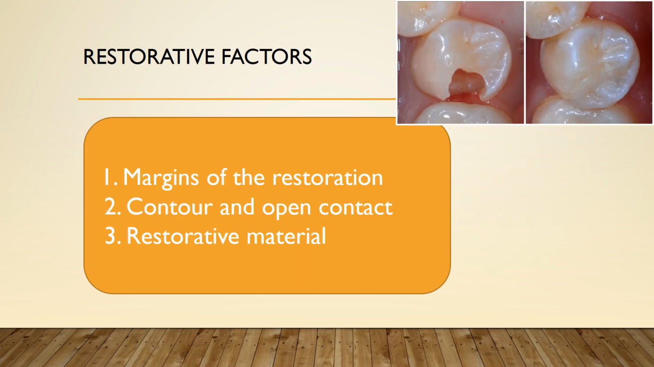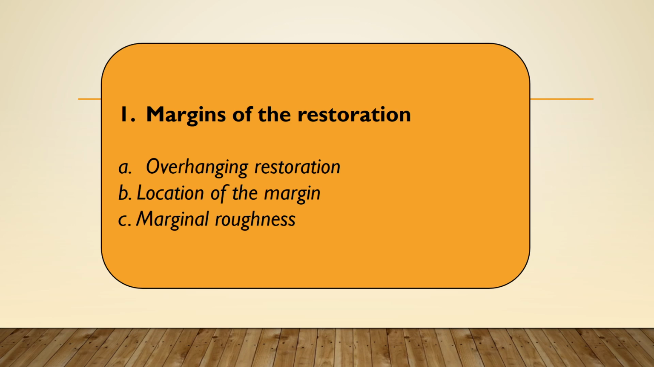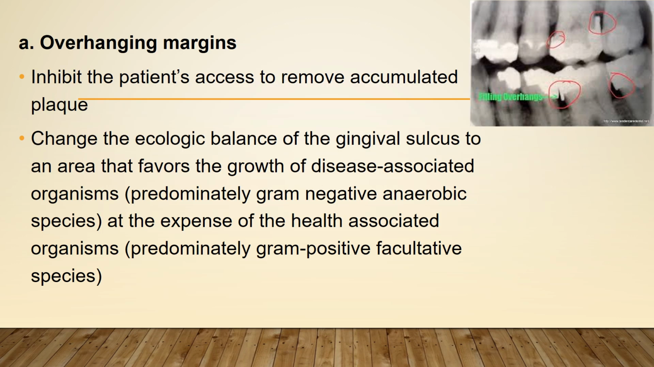So coming to the details of each, the first one is restorative factors. Under that, we have margins of the restoration, contour and open contact, and restorative material. Under margins of restoration, we have overhanging type of restoration, location of the margin, and marginal roughness. Overhanging margins, you all know that overhanging restorations always inhibit the patient's access to remove accumulated plaque.